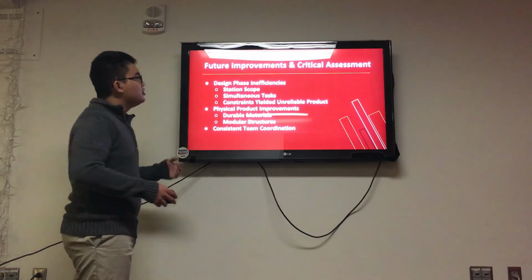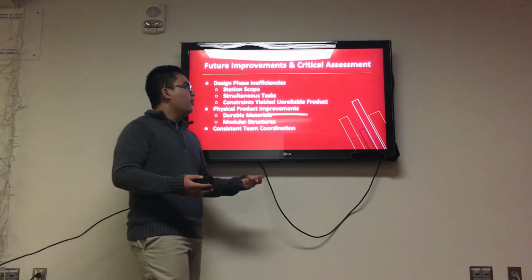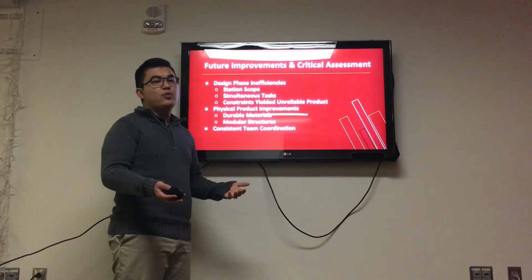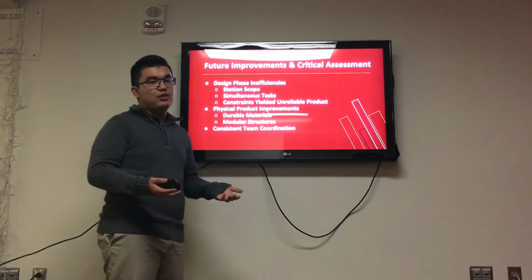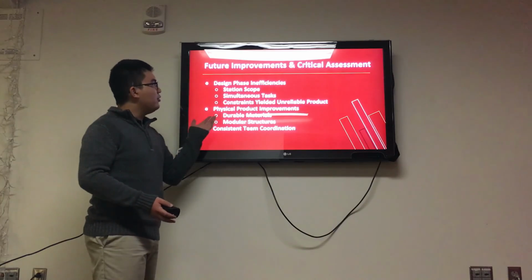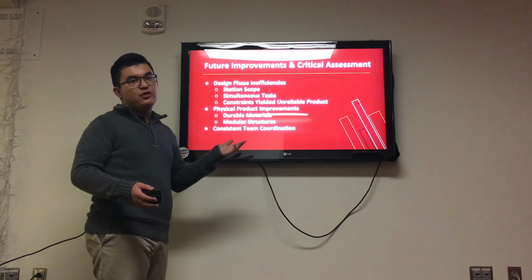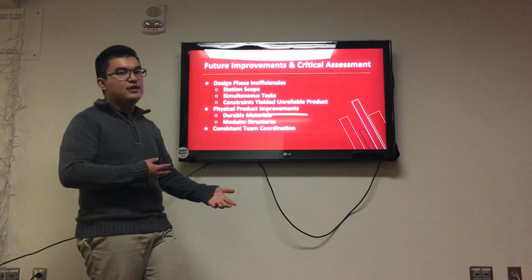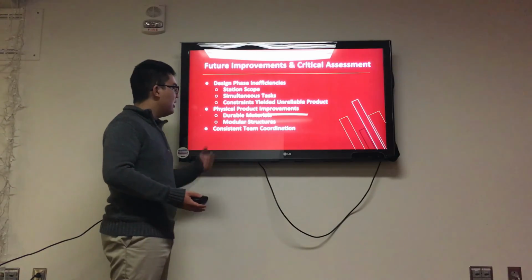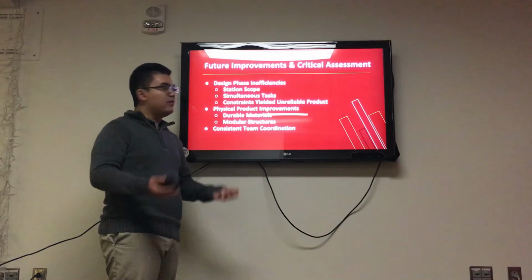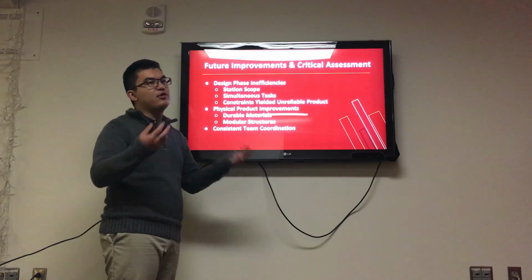One final thing is our constraints yielded an unreliable product. What this means is that it was not as durable as we want. We don't think it could survive in a middle school classroom setting. So one thing we would do for the product is physical improvements, more modular structures, increase interactivity, and more durable materials. Finally, we wish we had a little more consistent team coordination, which would have made the entire process a bit smoother.